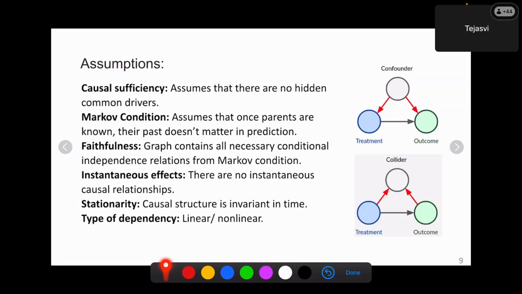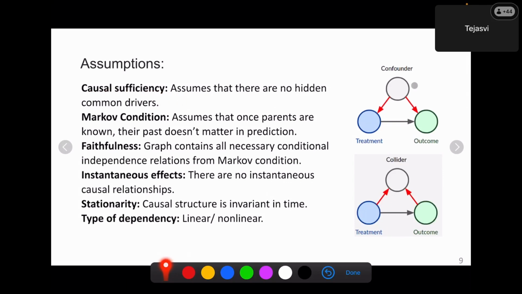Now, before we move further into the tools that are available to do what I just explained, since this is all statistical based on data, there are some assumptions involved. So here are some important assumptions that I'm listing. There are a lot more, which vary based on the link type you want to study, the data, the processes. It could be anything. But the major assumptions are, first, causal sufficiency. It assumes that there are no hidden common drivers.